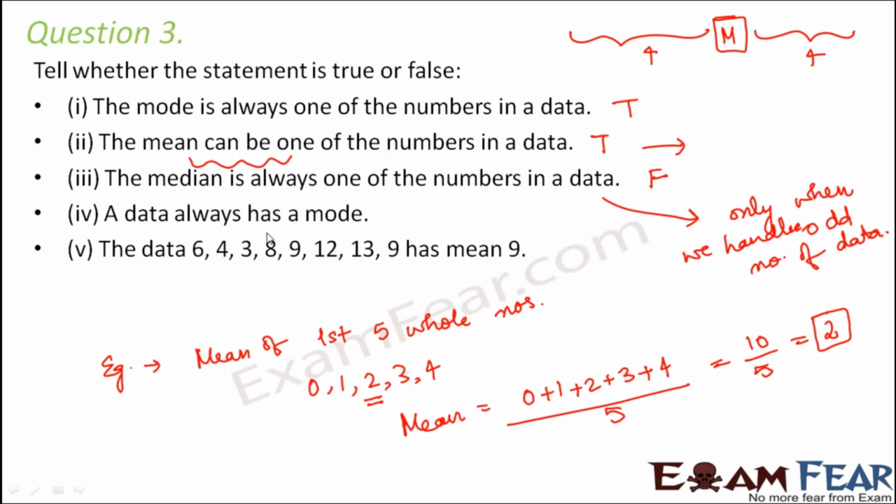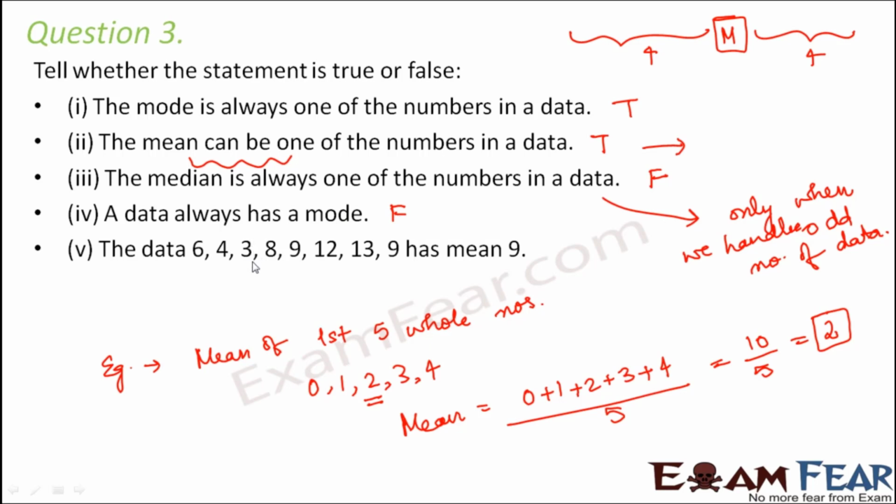A data always has a mode. Well, this is not really true, because you cannot say always. Many a times it might happen that a set of data exists where all of them have the same frequency. So there you really do not have the concept of a particular data with maximum frequency. Therefore you cannot say that a data always has a mode.